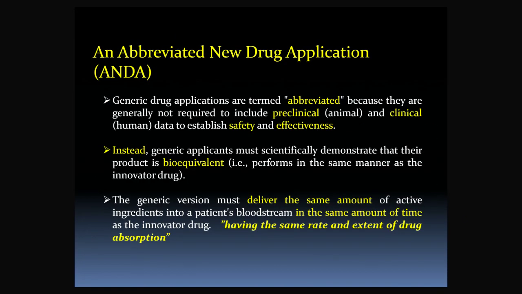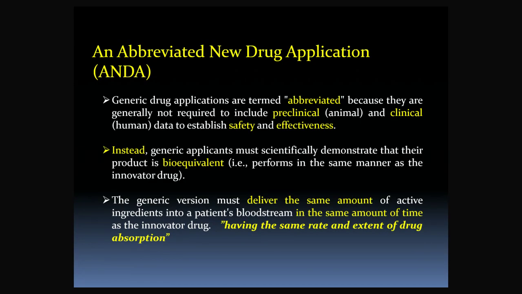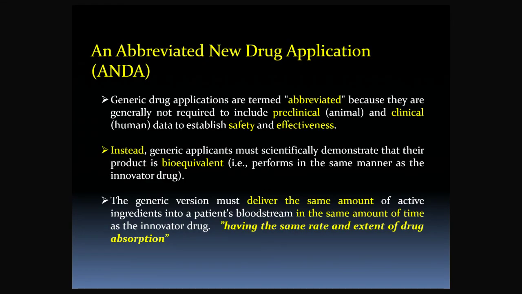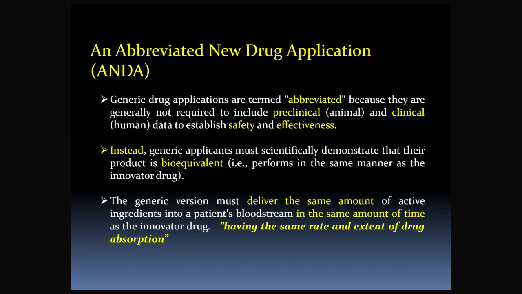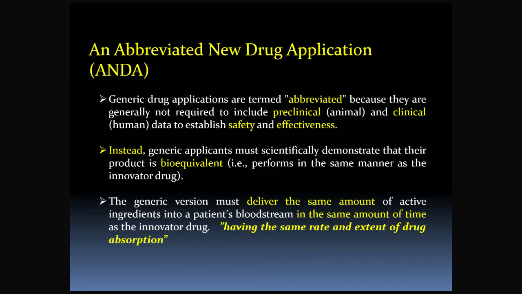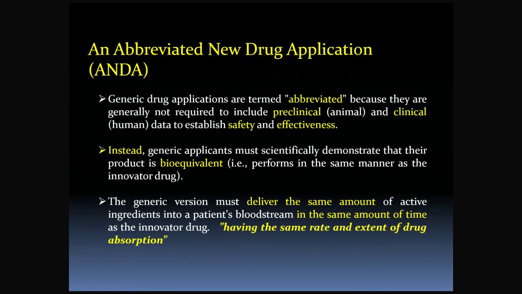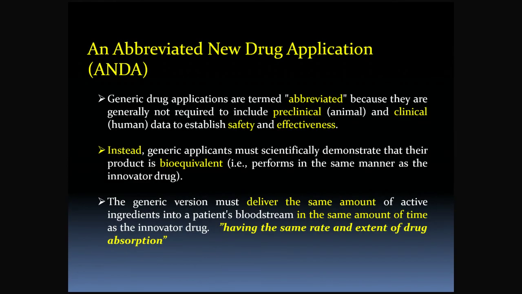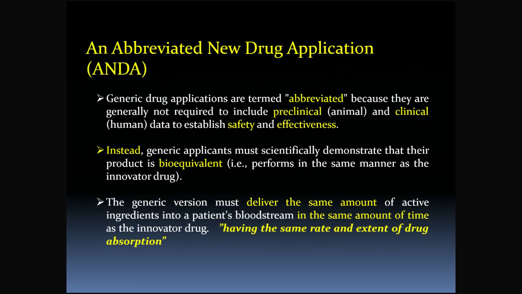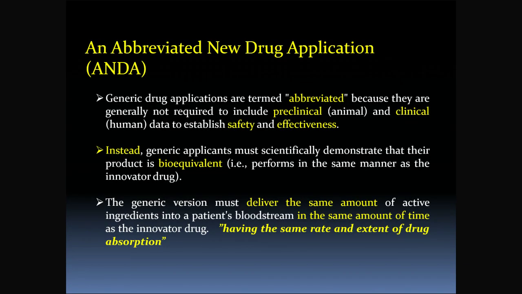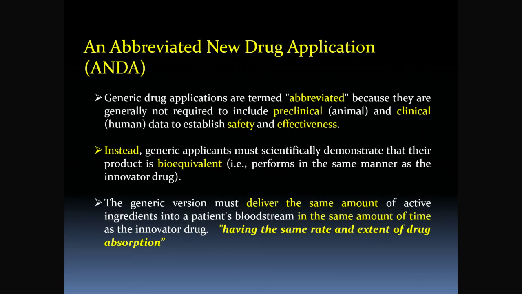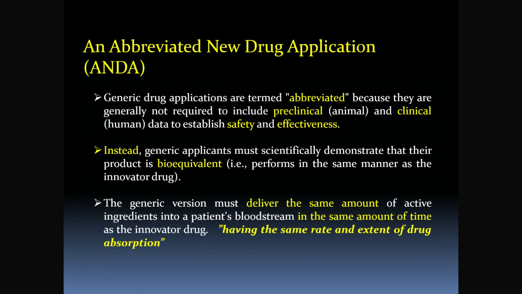The abbreviated New Drug Application, or ANDA, is termed abbreviated specifically because it omits the requirement for redundant preclinical and clinical trials to reestablish safety and efficacy profiles. Instead, the scientific burden shifts to proving bioequivalence, where the generic product must mirror the performance of the innovator drug with mathematical precision. You are required to demonstrate that the active ingredient reaches the systemic circulation such that both the rate and the total extent of absorption are statistically identical.